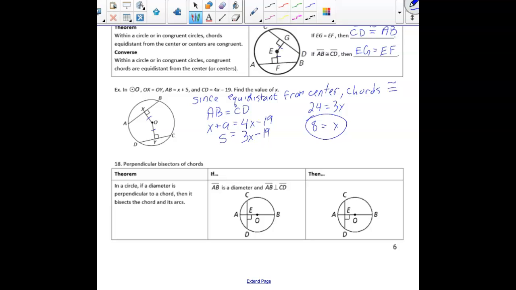Now there's actually another item about chords and diameters. In a circle, if a diameter is perpendicular to a chord, then it bisects the chord and its arcs. So if line segment AB is a diameter and is perpendicular to CD, these two segments get bisected. So CE is congruent to ED, and the arcs are congruent too: arc CA is congruent to arc AD.